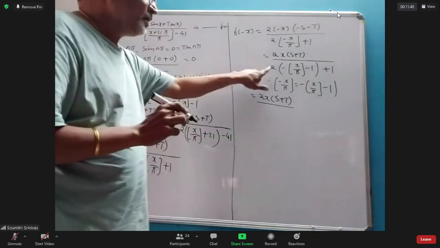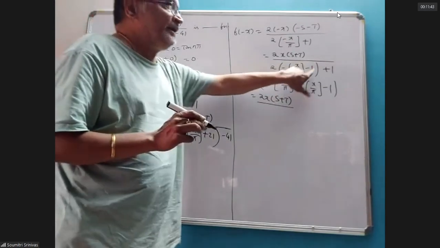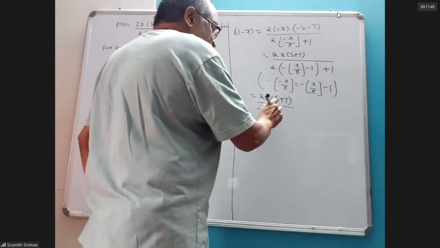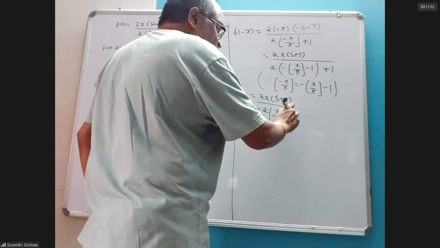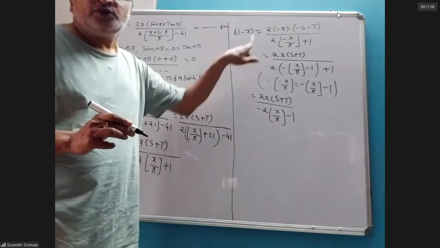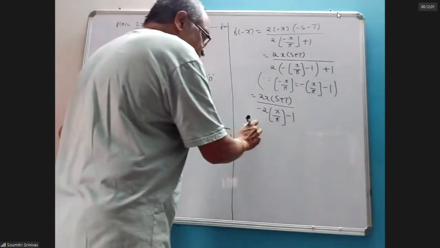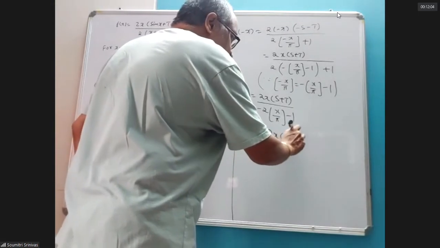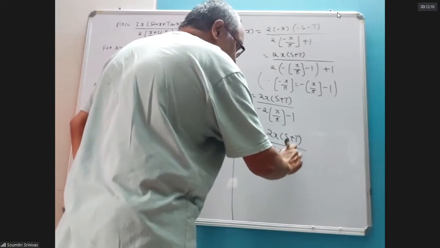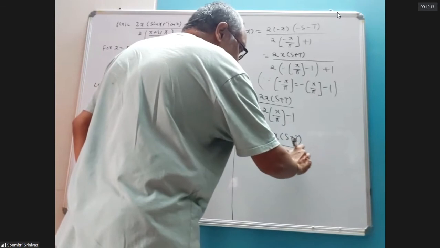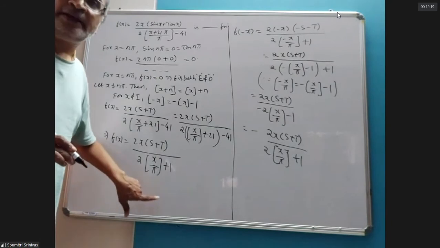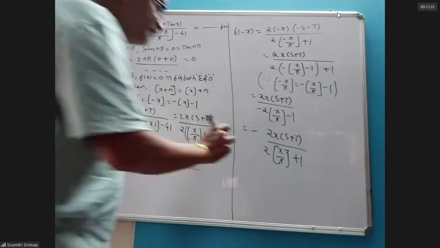Denominator: minus step x by pi minus 2 plus 1. What is minus 2 plus 1? Minus 1. Take that minus 1 common and send it to the numerator. How do I write this? Minus 2x sin x plus tan x by 2 times step of x by pi plus 1. What is that equal to? f of x.